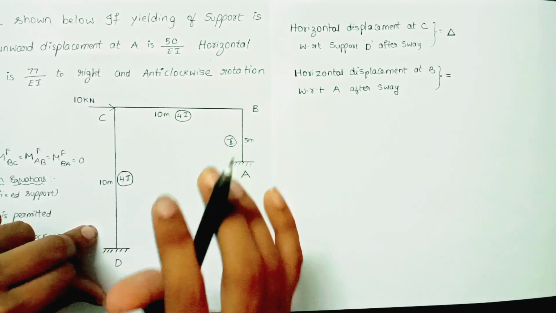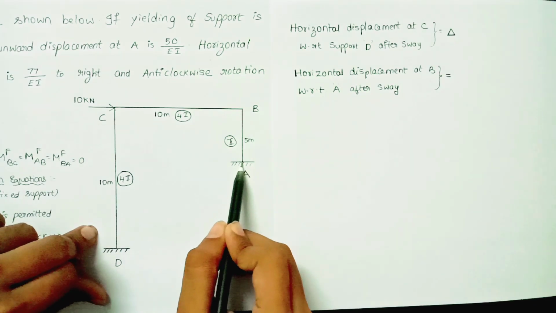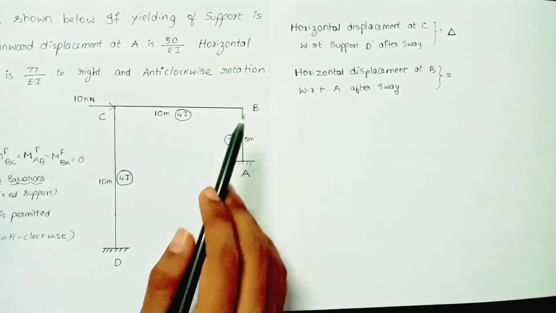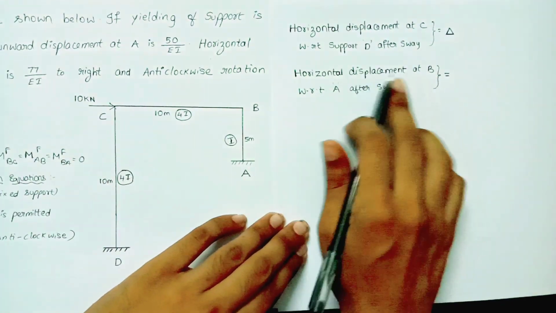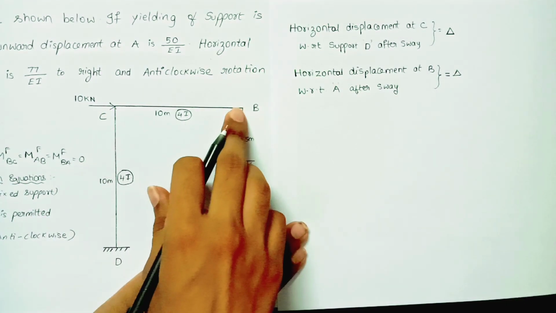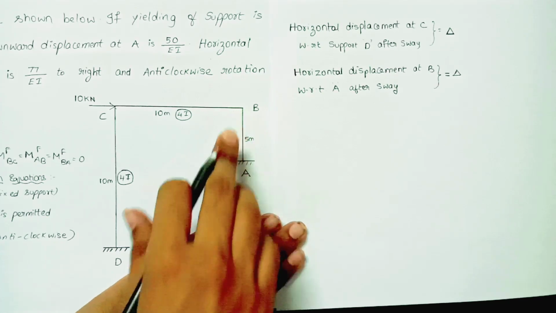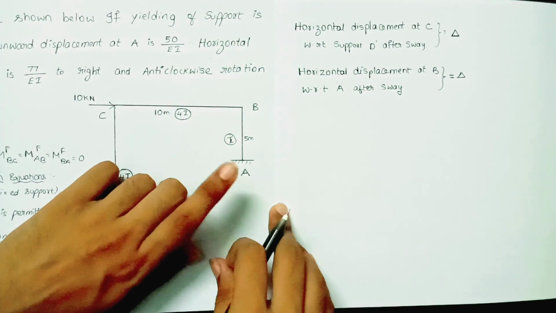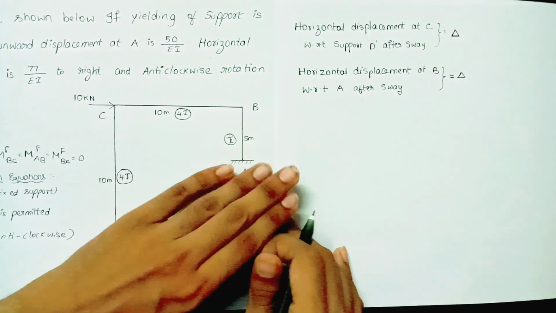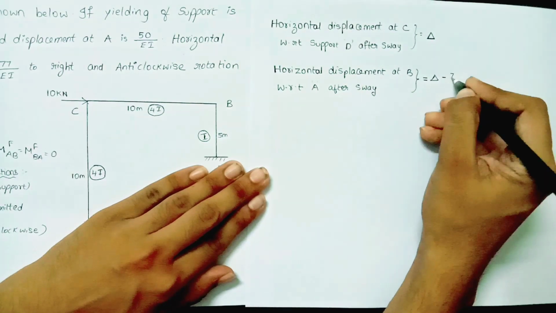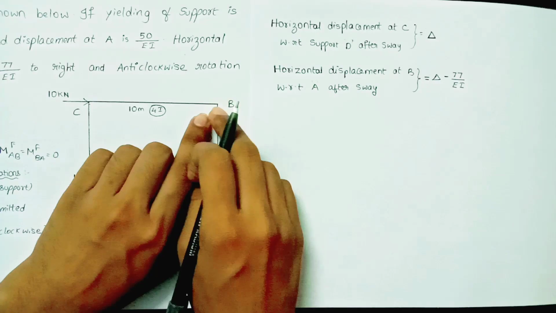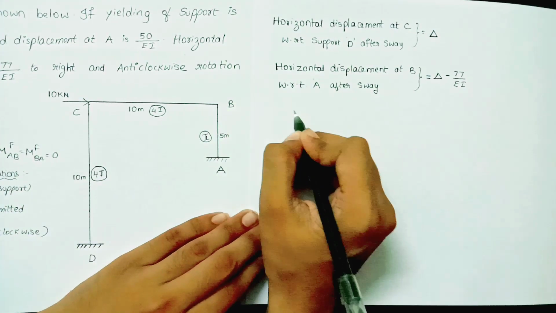So this is the actual consideration, but here there is a horizontal displacement of 77 by EI. It is given in the question. Actually this should also be equal to delta. The horizontal displacement here equals the horizontal displacement at this joint. This is the actual consideration. Now due to the horizontal displacement at A, the amount is given as 77 by EI towards right. So some portion is deducted from the total displacement so that I will get the net displacement at this joint.